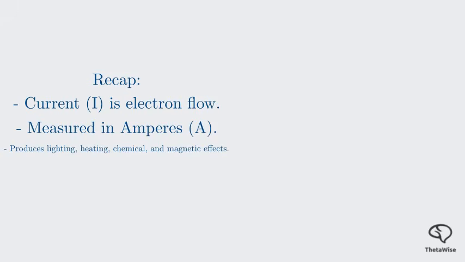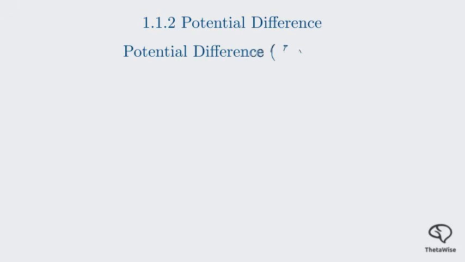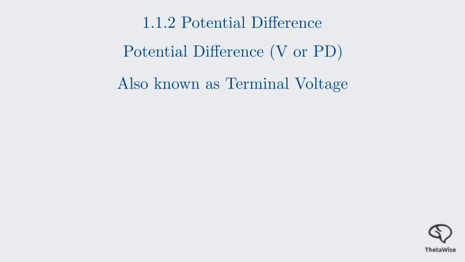But what causes this flow? The answer lies in the concept of potential difference. We've established that current is the flow of electrons. But what makes electrons move? Imagine a water pipe. Water won't flow unless there's a pressure difference between the two ends of the pipe. Similarly, electrons in a circuit won't flow unless there's an electrical pressure. This pressure is what we call potential difference, or terminal voltage.